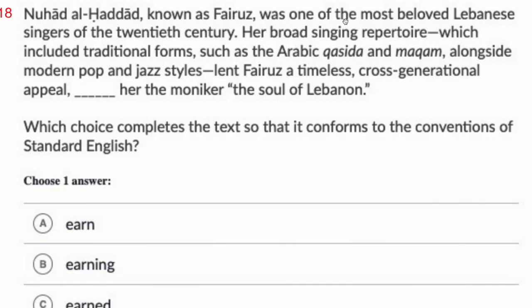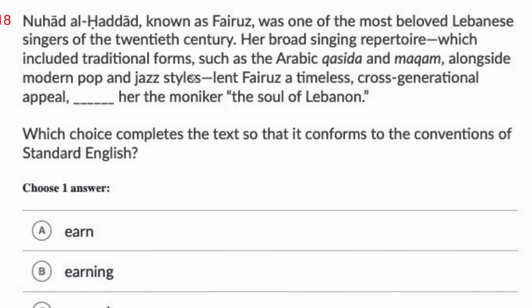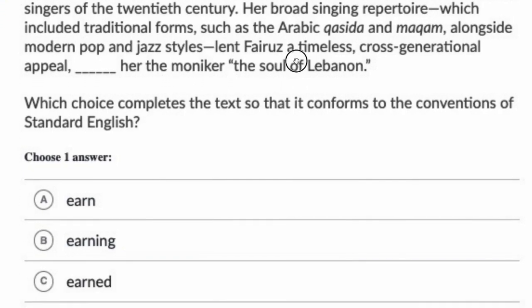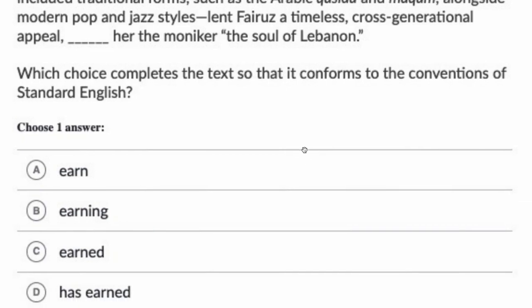So-and-so was one of the most beloved Lebanese singers of the 20th century. Her broad singing repertoire lent her a timeless, cross-generational appeal, earning her the moniker the Soul of Lebanon. So verb form. Okay, so how do we know that it's going to be earning?